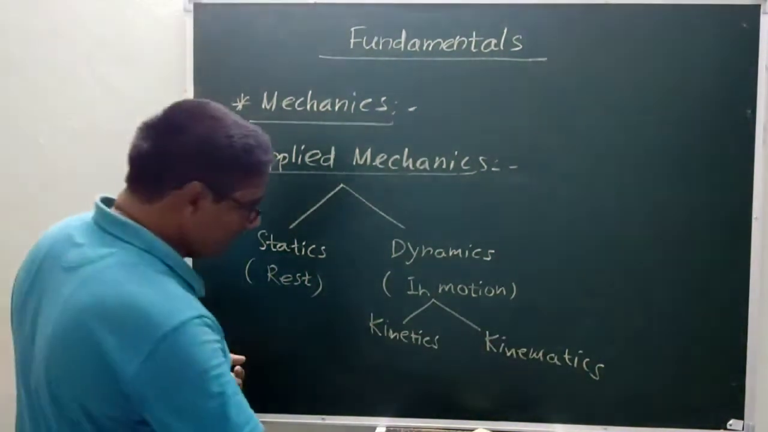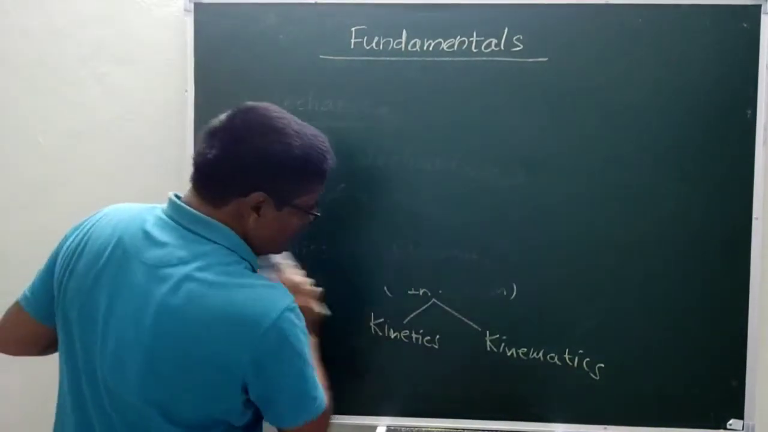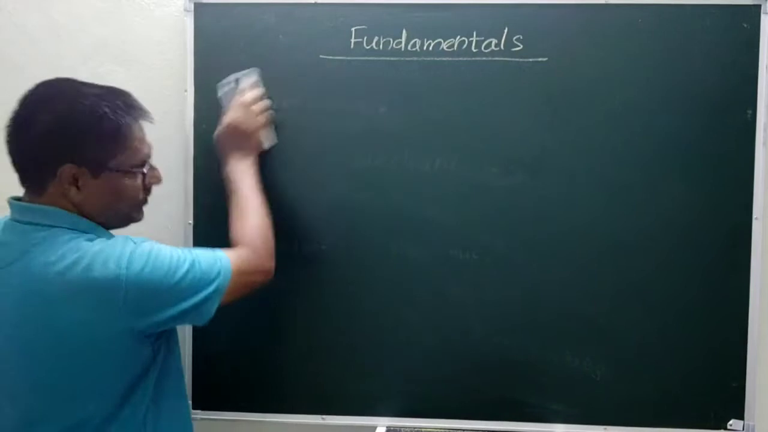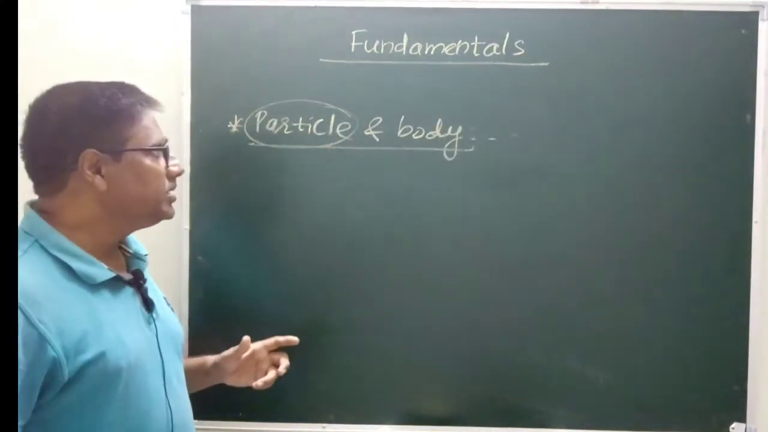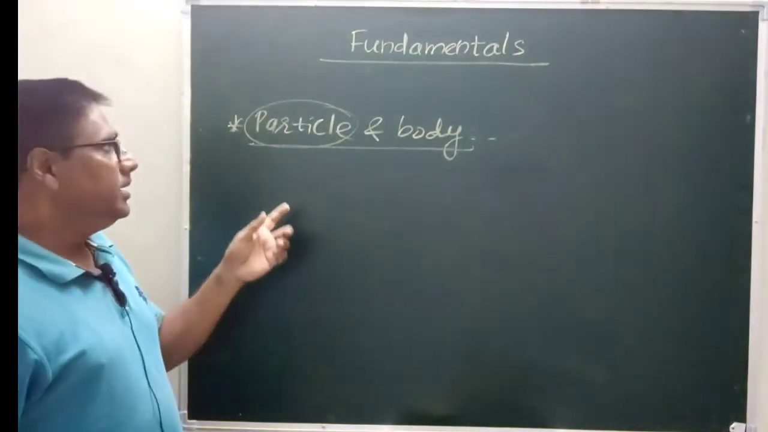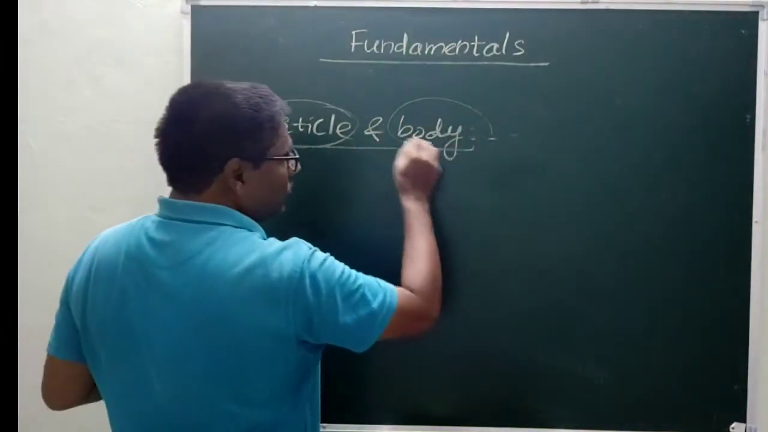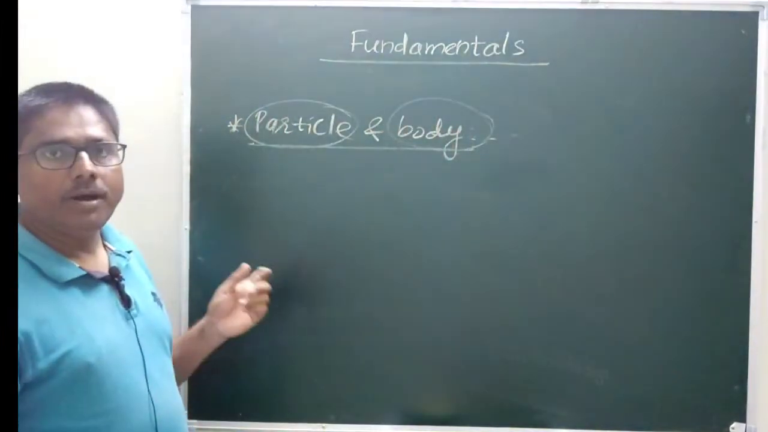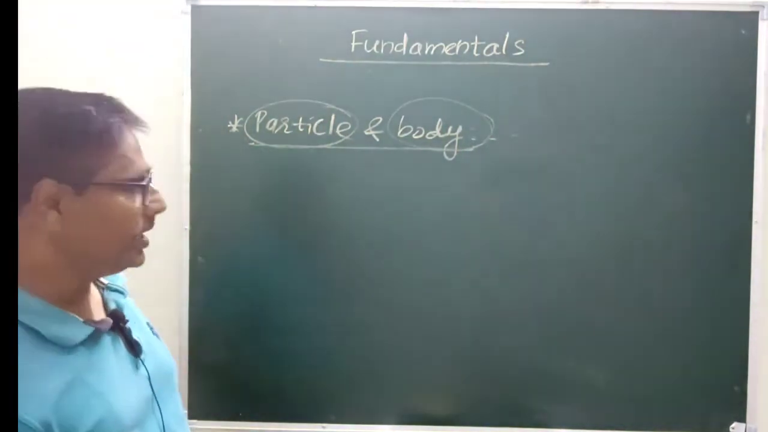The next concept is difference between particle and body. Particle is a material point without dimension and contain definite amount of matter, whereas body is a portion of material limited in all directions.